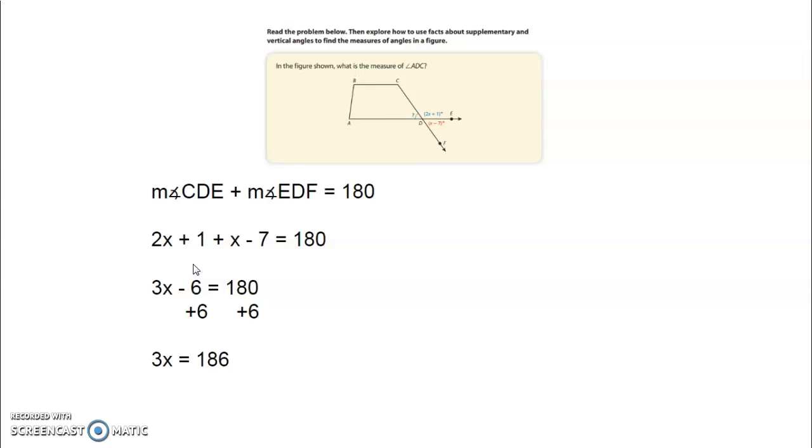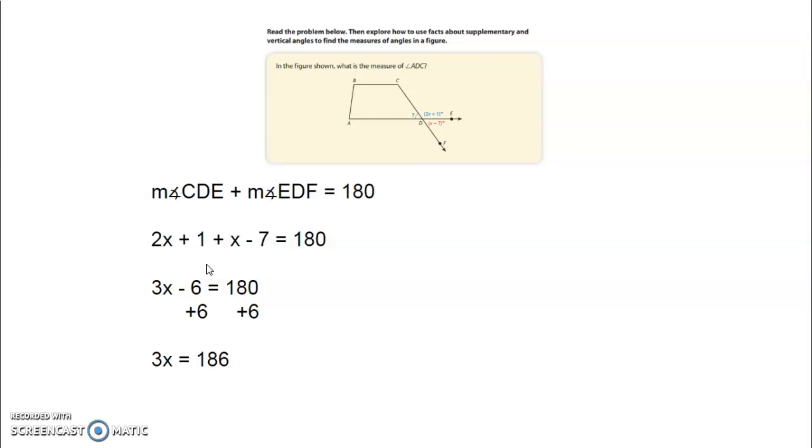All right, let me state that again. Listen to what I just said. I want to isolate the x, so that means I want to get rid of everything that's on the same side of the equal sign with the x. So I want to get rid of the negative 6, and I want to get rid of the 3. And then by doing that, I'm isolating the variable.